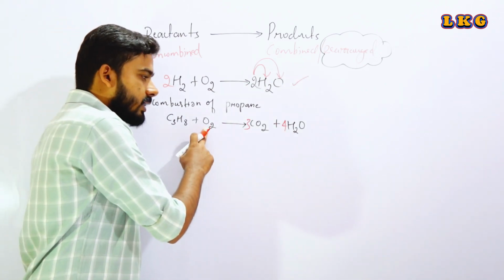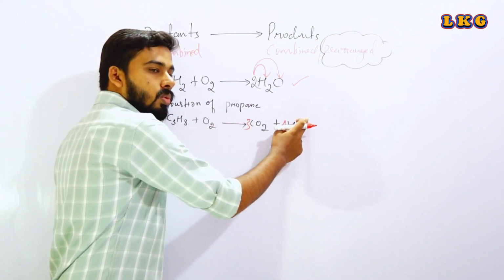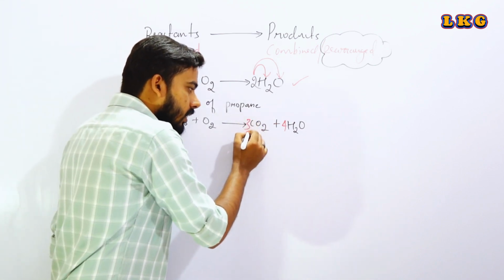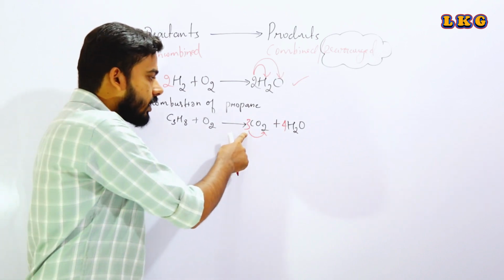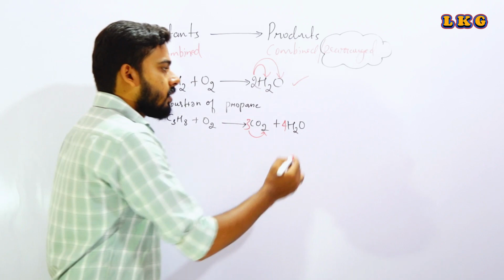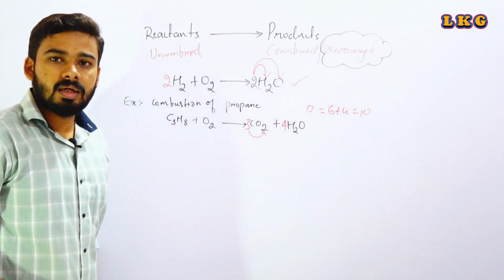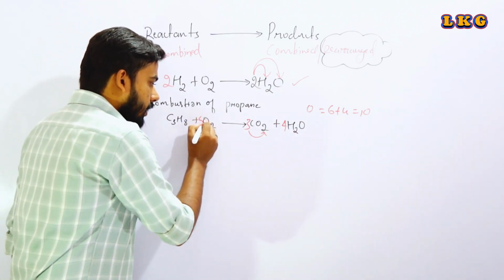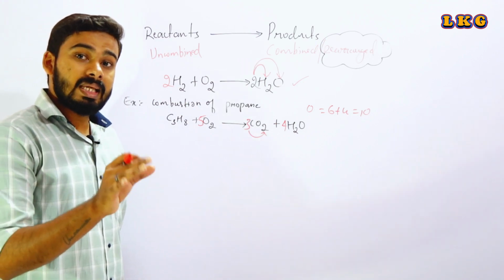Then oxygen, only one oxygen is there. How many oxygen atoms are there? 4 into 1, 4 oxygen. Then 3 into 2, don't forget this, the total number must be counted. 3 into 2 is 6, 4 into 1 is 4, 6 plus 4 is 10 oxygen atoms. 10 atoms are there. Here we have only 2 atoms. Then we can multiply by 5. So this is your balanced chemical reaction.